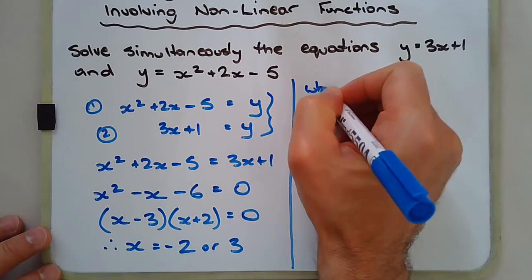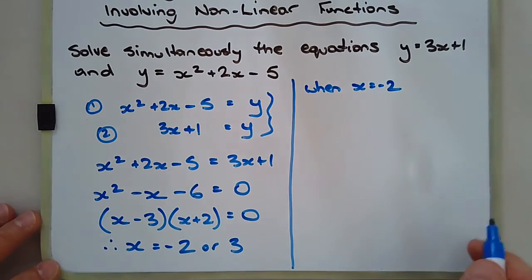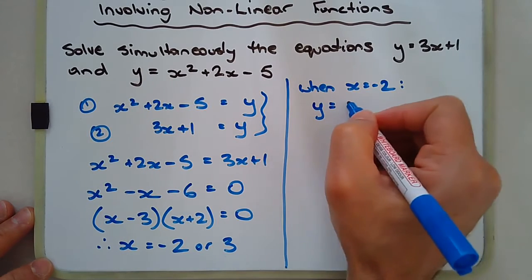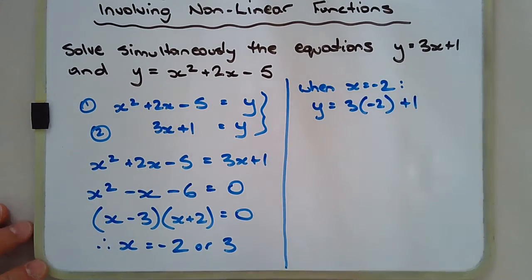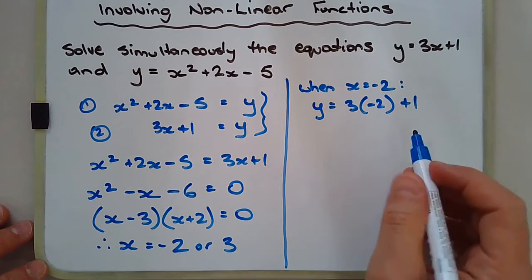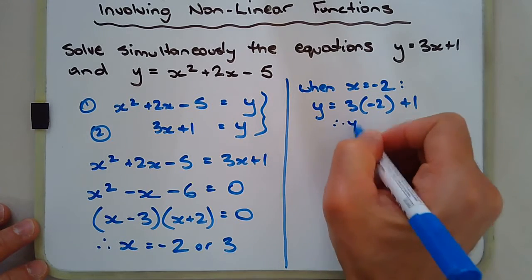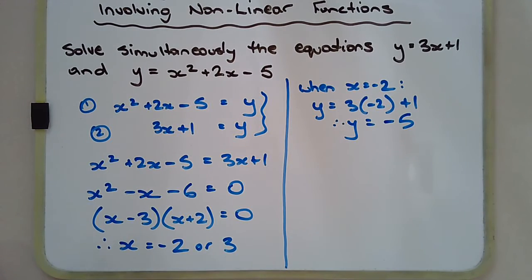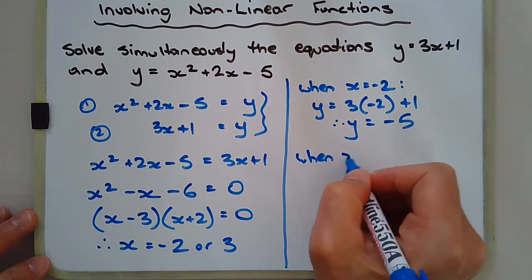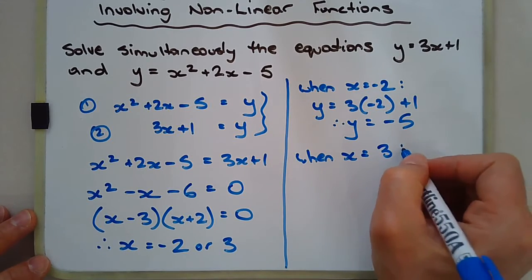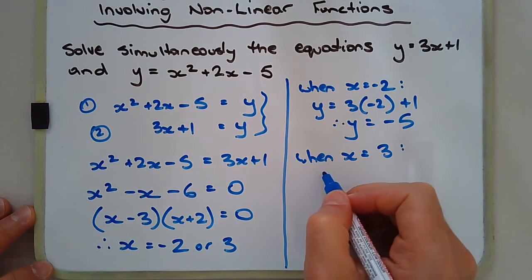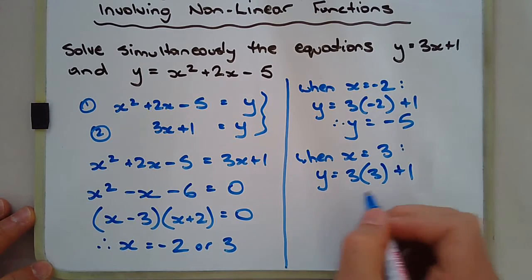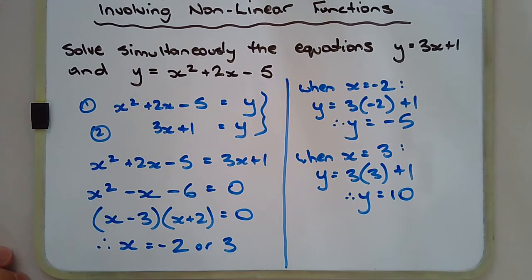So when x equals negative 2, we have y is equal to 3 times negative 2 plus 1. So negative 6 plus 1 is negative 5. That's great. And what about when x is equal to positive 3? We have y is equal to 3 times positive 3 plus 1. Therefore, y is equal to 10.